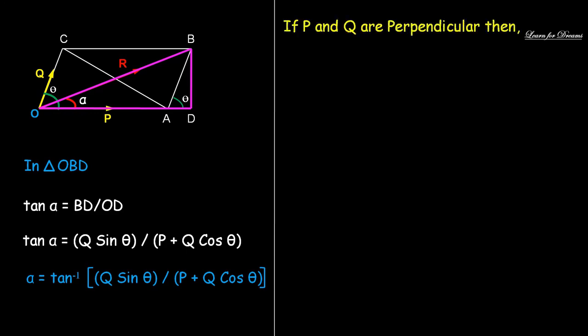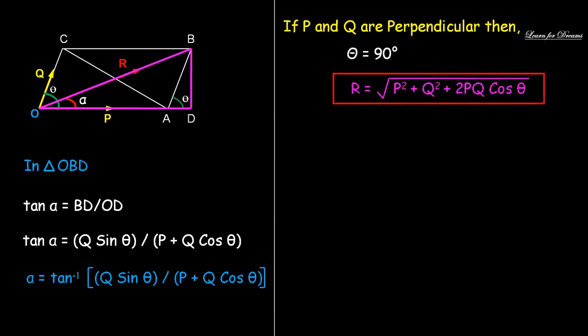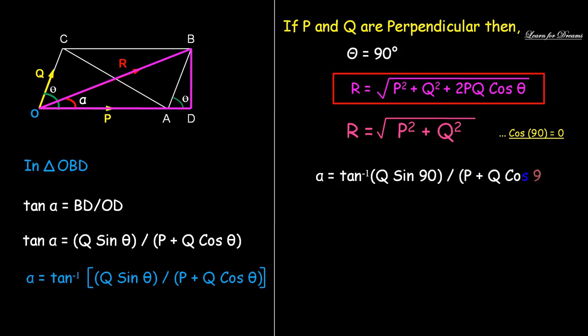Now let's check one possibility. If forces P and Q are perpendicular to each other, then theta will be equal to 90 degrees. Let's calculate R and alpha. The equation for resultant R is equal to under root P square plus Q square plus 2PQ cos theta. Put theta as 90 degrees and we know that cos 90 degrees is equal to 0. We get R is equal to under the root P square plus Q square.